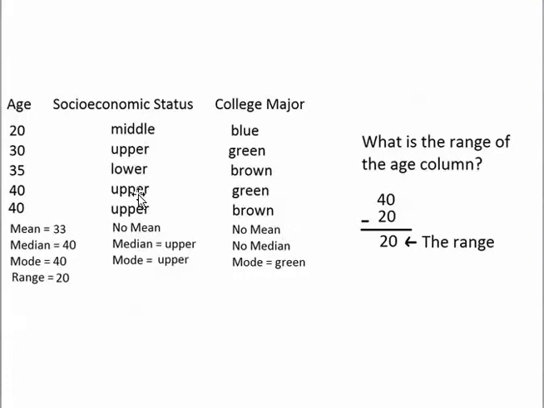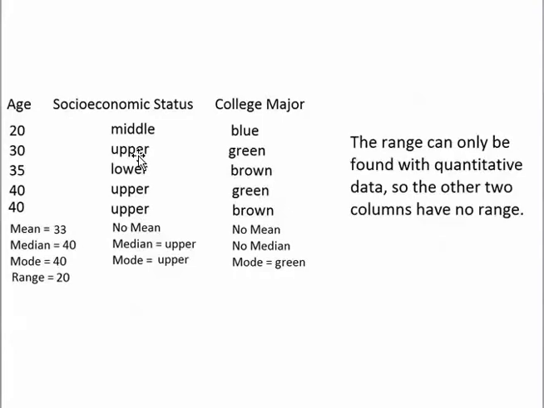This column actually has no range, because you can't find the range of categories, because you can't subtract the highest and lowest values. You can't subtract upper class by lower class, so there's no range. And over here, there's also no range because you can't subtract. Well, if it's nominal data, all values are equal, so you don't even have a lowest and a highest value, so there's no range.